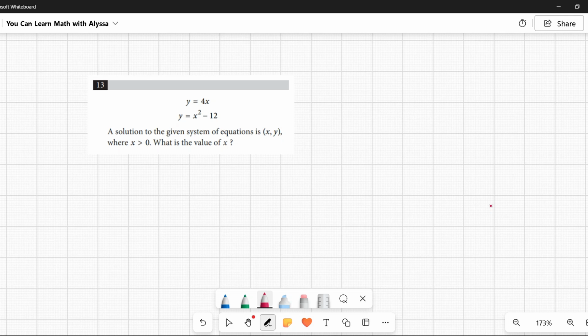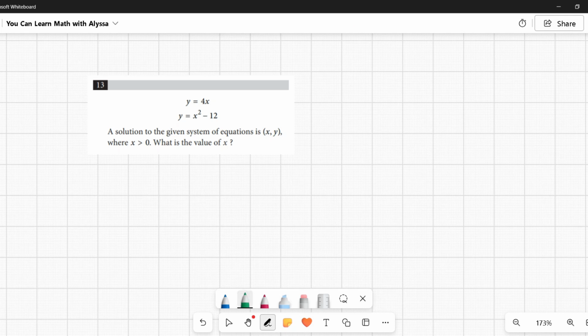When they say this where x is greater than 0, that's a clue that there's more than one solution. And even just this term here at the beginning, a solution to the given system of equations, implies there's another besides this one. This is one solution, but we want the one where x is greater than 0, or in other words, x is positive. What is the value of x?